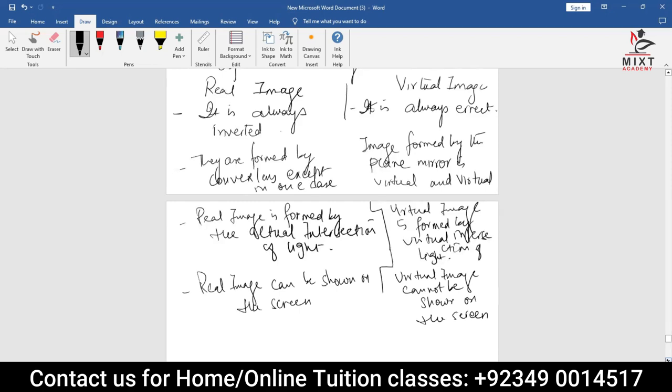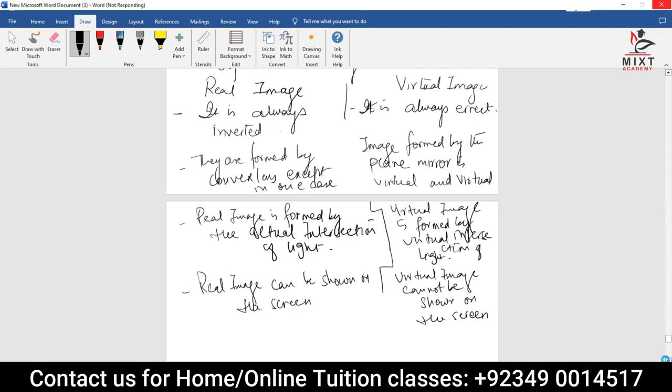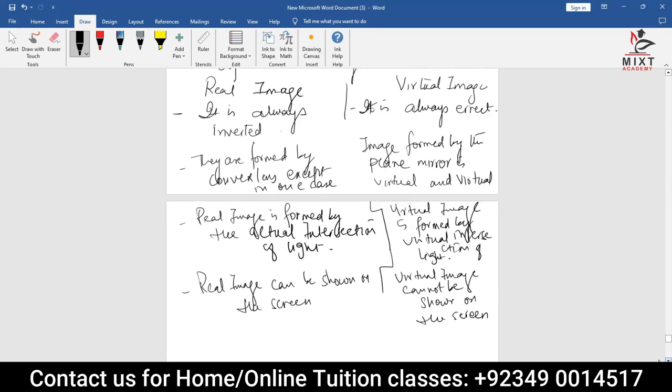Now, can you give me any example of the objects or the equipment which actually work on a real image or give you a real image? Any particular equipment or tools? Any ideas? Anyone? If you want to see that, just think about those images which are actually achieved on the screen. Any equipment, any tools, examples?